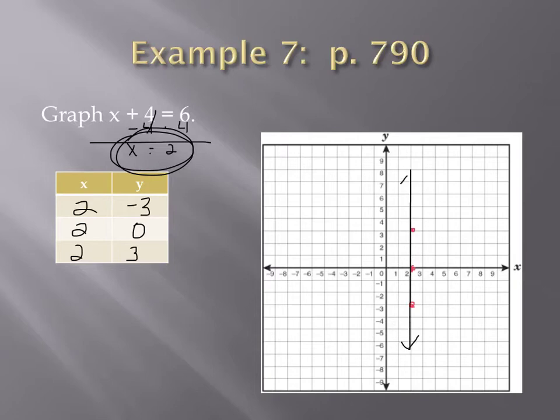So in this case, when my graph looks like x equals some constant, that's always going to be a vertical line that goes through that value that's in the equation, in this case 2. Remember, this is when it only has an x in the equation without a y.